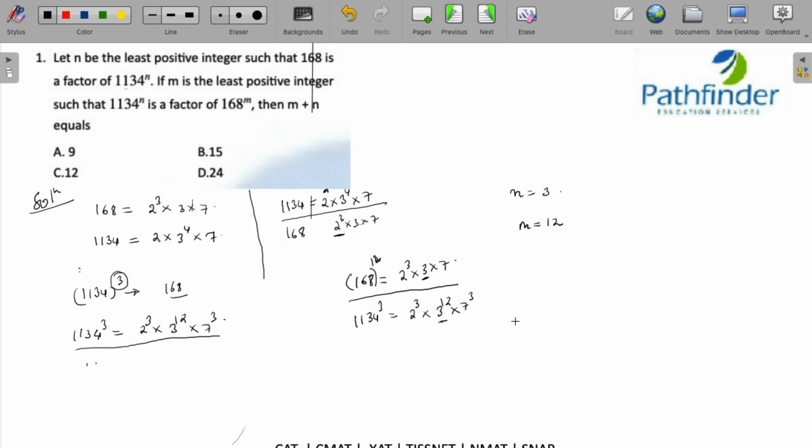M is equal to 12, and m plus n, that is 3 plus 12, is equal to 15. Option B is your answer.